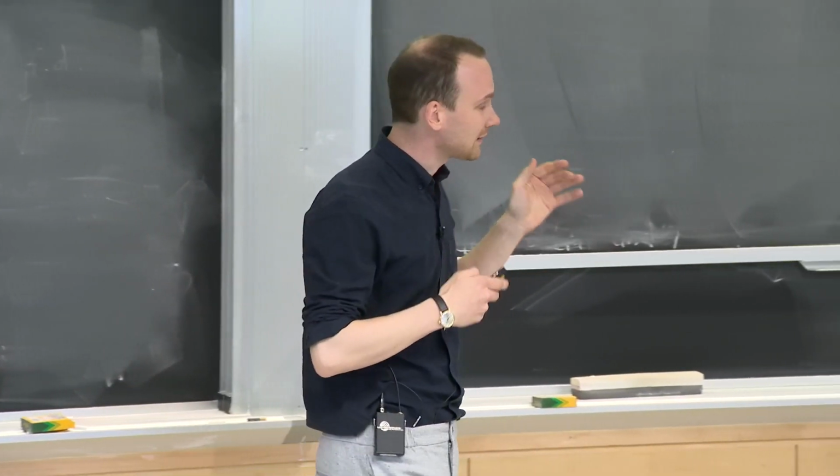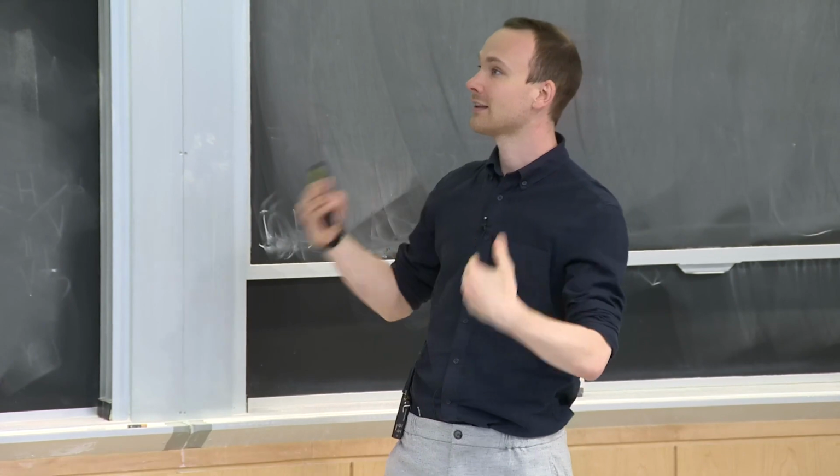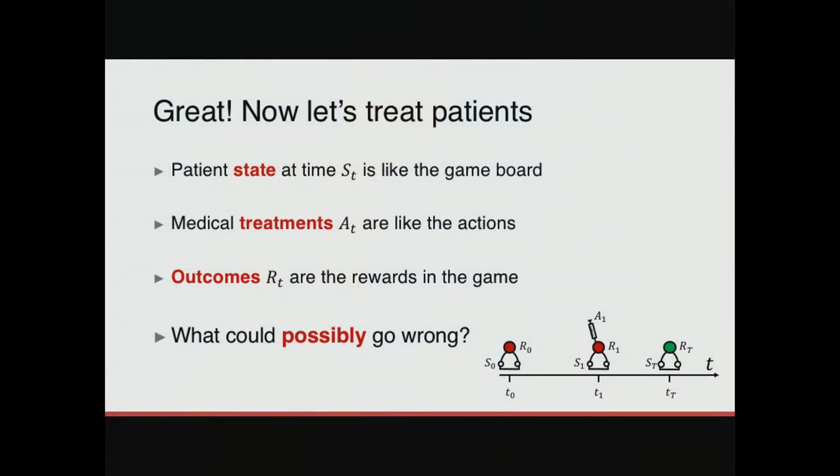If we take this board example and move to the healthcare setting, we can think of the state of a patient as the game board, or the state of the game. We will always call this S_t in this talk. The treatments that we prescribe, or interventions, will be A_t, and these are like the actions in the game. The outcomes of a patient could be mortality or managing vitals, and will be like the rewards in the game, having lost or won. And then I put at the end here, what could possibly go wrong? Well, as I alluded to before, healthcare is not a game in the same sense that a video game is a game. But they share a lot of mathematical structure.